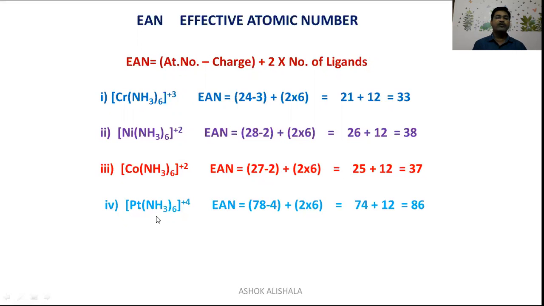But if you go for the hexaammineplatinum(4+) complex, in this case the atomic number of platinum is 78. It is also a neutral ligand.